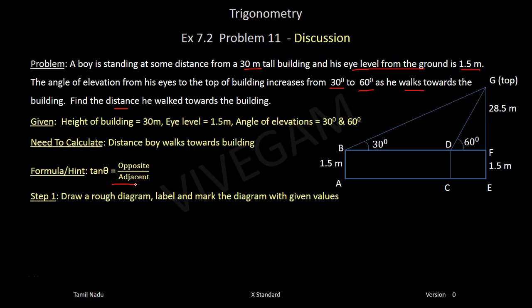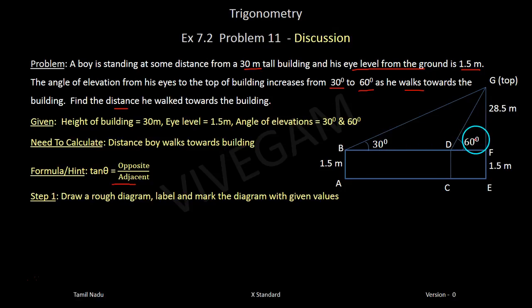Okay, right. The first step, as usual, is to draw a simple diagram, label and mark the diagram with the given values. That's what we have done. This is the eye level, and this is the total height of the building. And I've removed this 1.5 and taken this to be the height of the building above eye level, that is 28.5 meters.